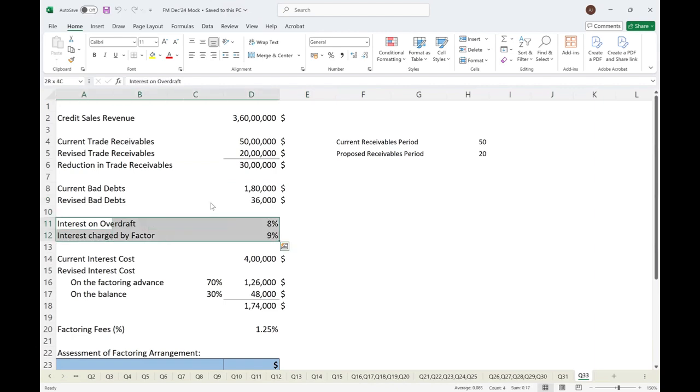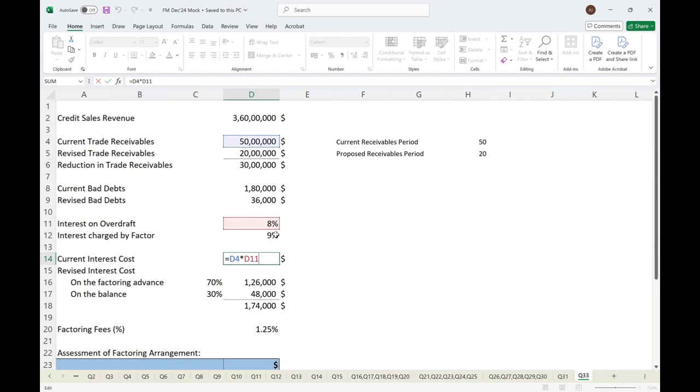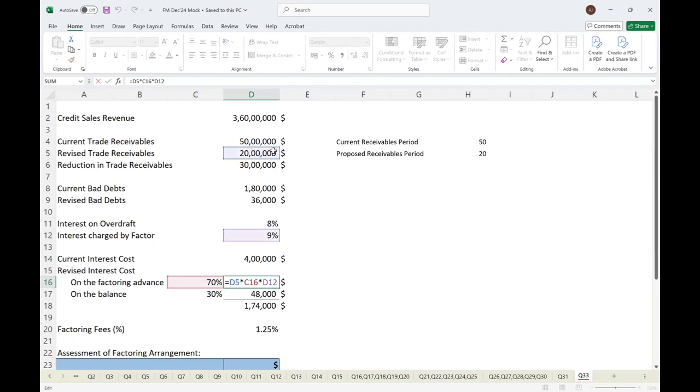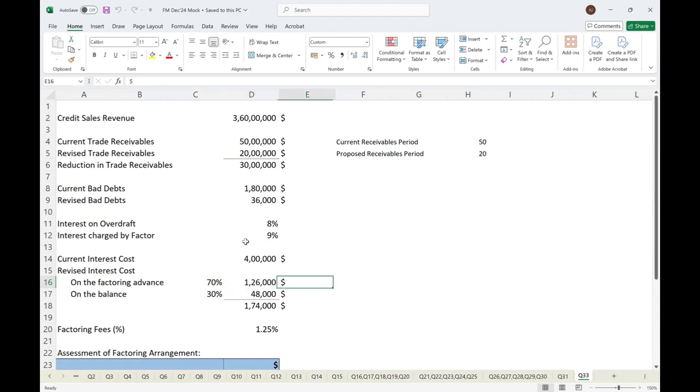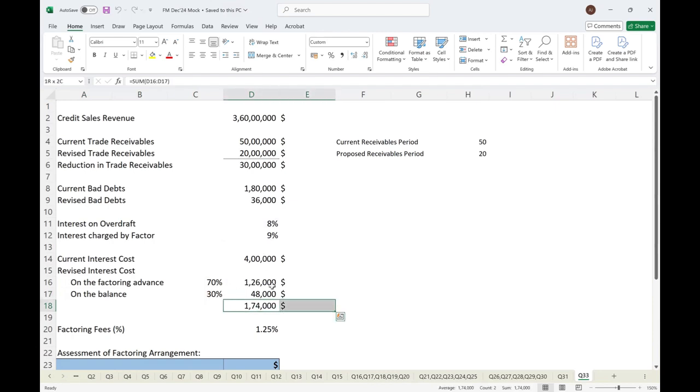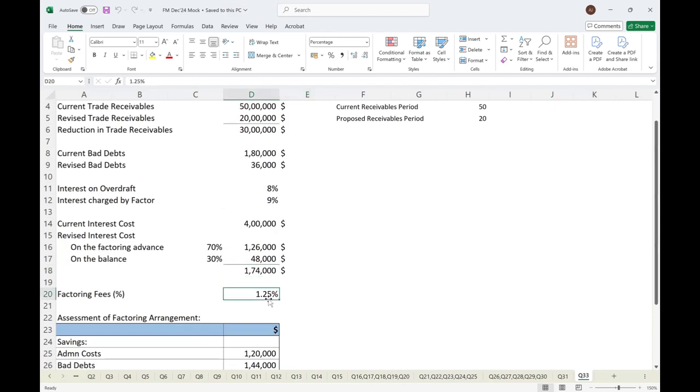Interest on overdraft charged by the factor and interest on overdraft is 8% and 9% respectively. This data was given in the question. So current interest cost is what you're paying to the bank on overdraft, and that is $5 million into 8%. Now the revised interest cost would be what? So on the amount which is advanced by the factor, you are going to be paying 9% interest. The revised receivables will be what? 20 lakhs into 70% into 9%. Okay. So on the factoring advance, this much interest will be charged by the factor. And on the balance, you are going to pay interest on overdraft to the bank. That is 30%. So 20 lakhs into 30% into 8%. That is the interest on overdraft. So the total interest which will be charged is 1,74,000. And factoring fees was given as 1.25%.